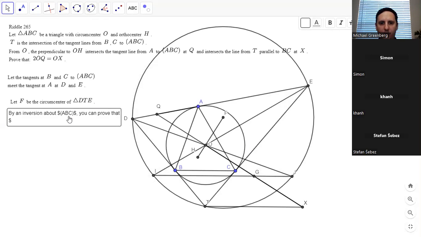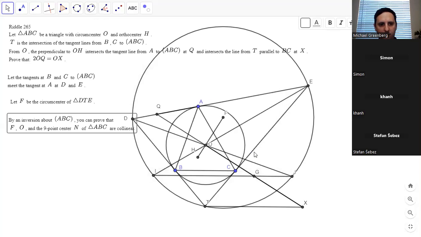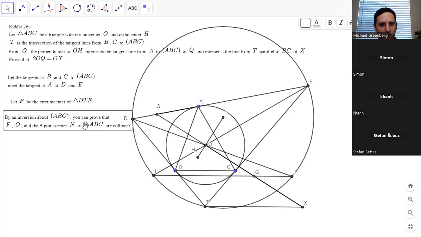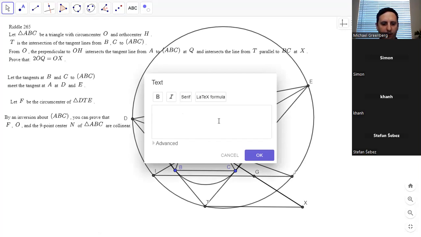Prove that FO and the 9-point center of ABC, I'll say the 9-point center N, are collinear. Then O, N, and H are collinear, which implies F, O, and H are collinear.